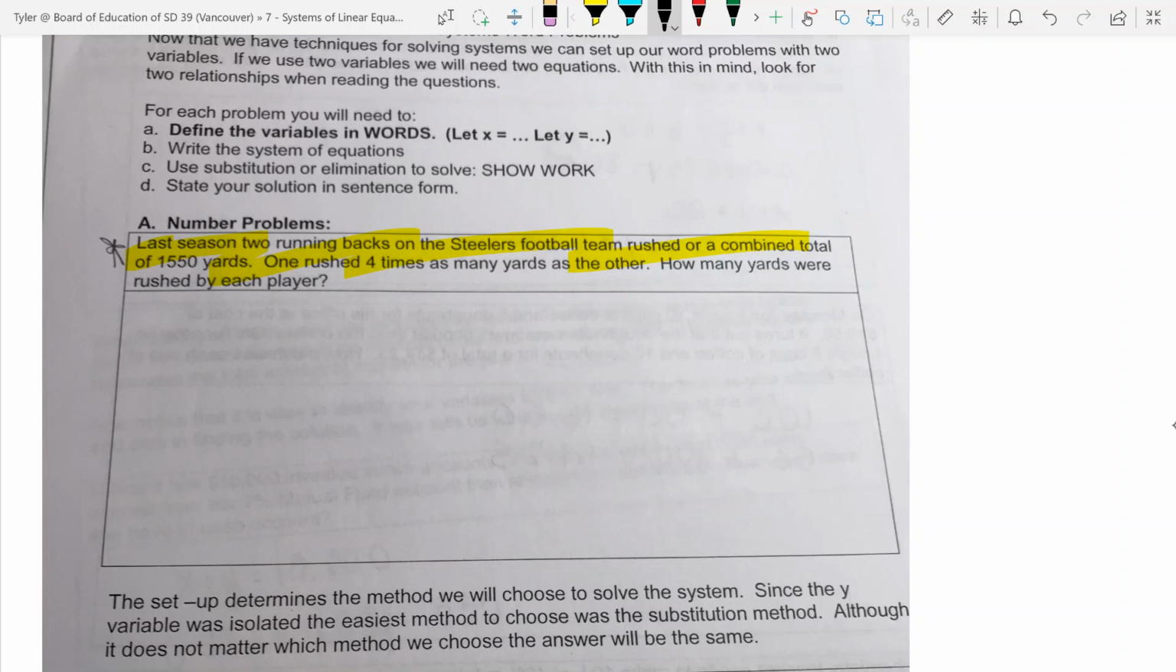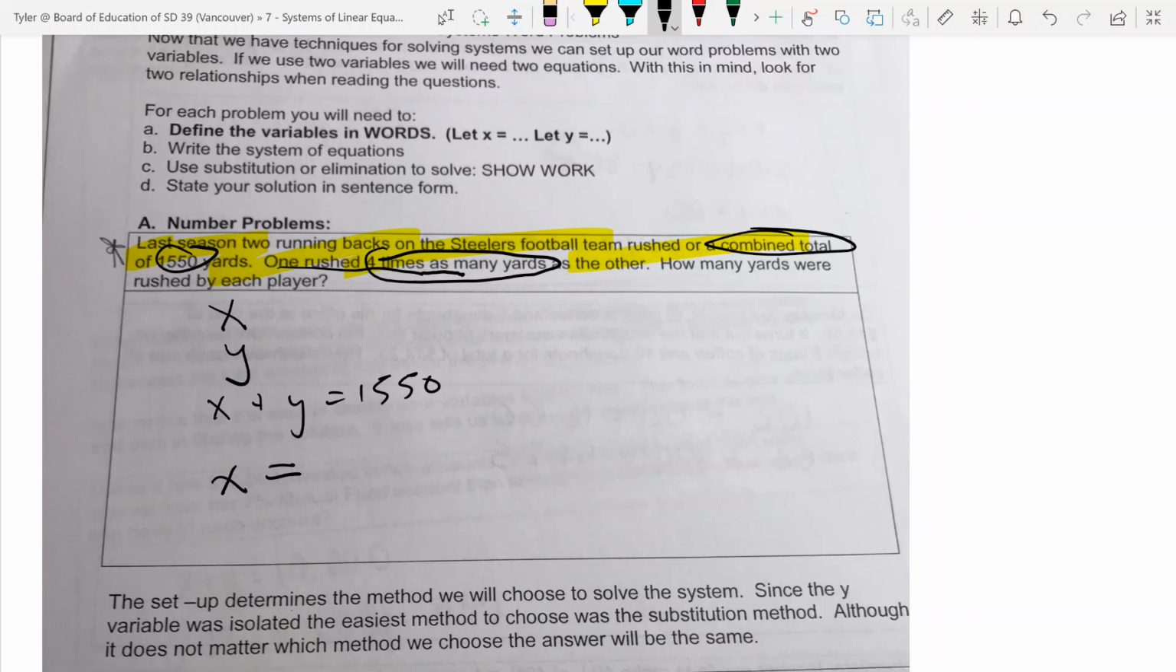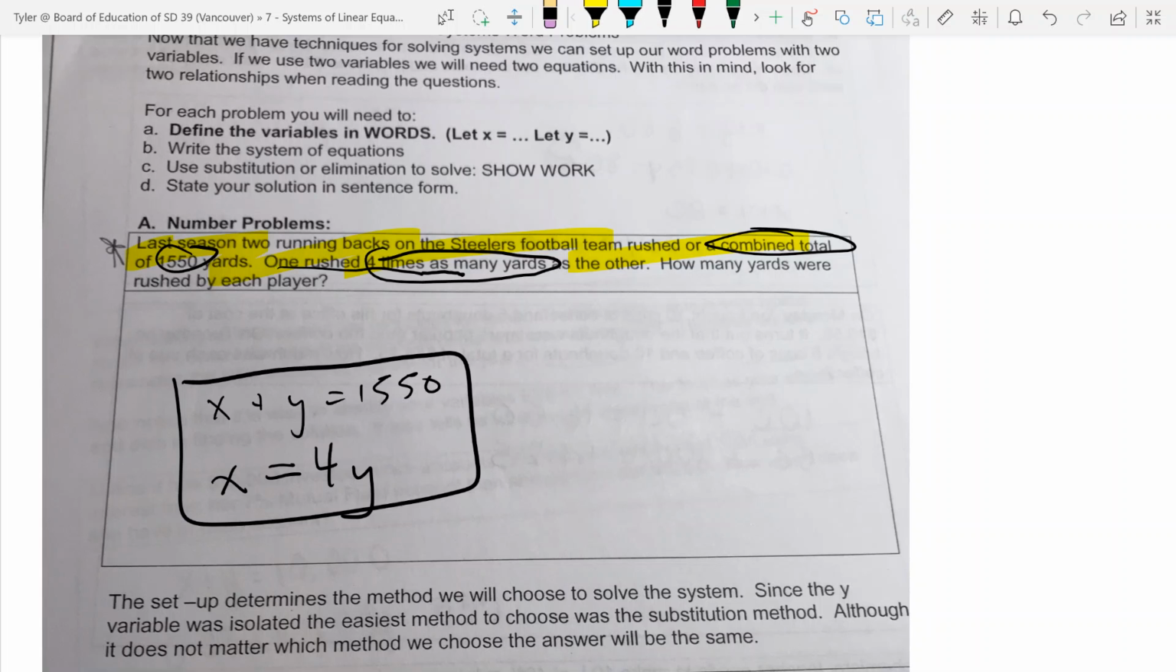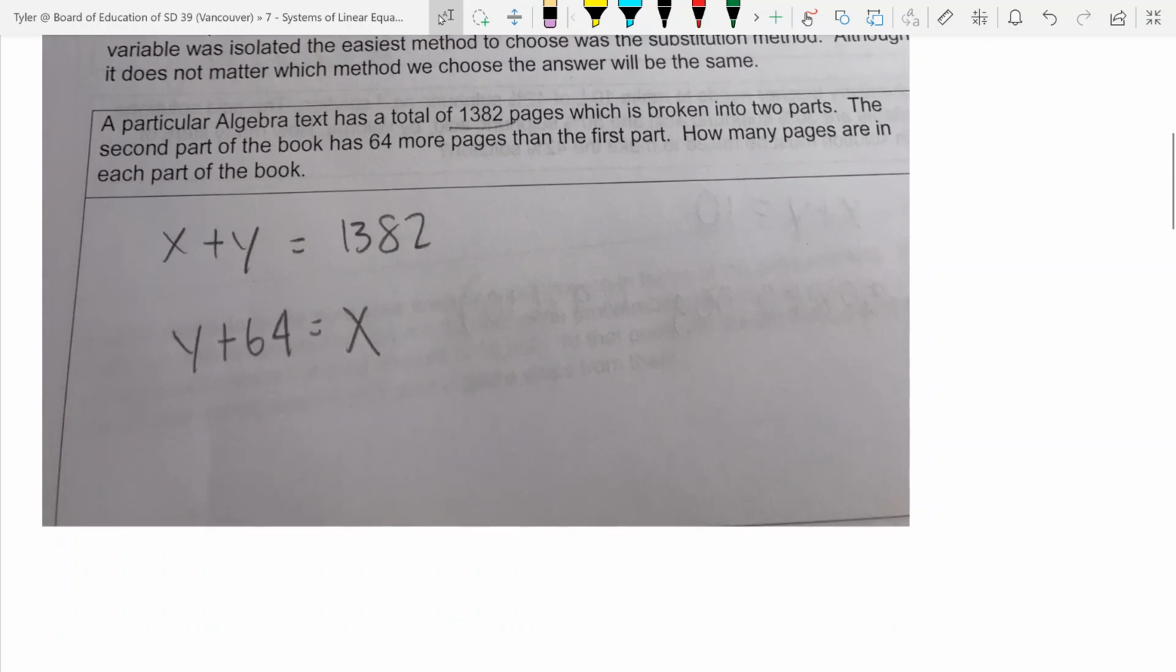Okay, so we got one player, we'll call him X, and Y will be the second player, and it's how many yards each of them rushed. The first one says the total was 1550 yards, so X plus Y equals 1550, because that's just the combined total. One rushed 4 times as many yards as the other, so X equals 4 times Y. Those are your two equations. I'm not going to solve these, I'll just set them up.